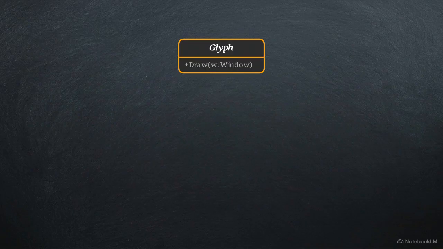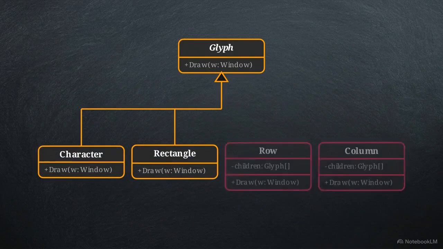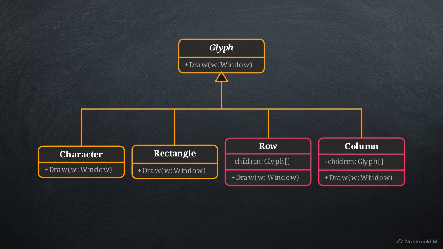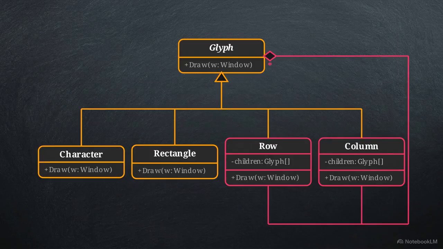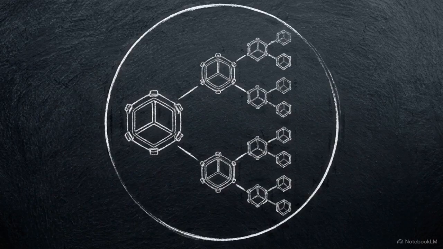We define an abstract base class called glyph with standard operations. Primitive elements like characters inherit this interface, executing specific rendering code. Structural containers like rows also inherit this exact same glyph interface while holding lists of other glyphs. At runtime, a structural row does not actually render pixels. It merely iterates through its internal list of children and delegates the draw command down to them. This is the composite pattern. It allows the client application to treat individual objects and complex structural aggregations completely uniformly, eliminating conditional type checking.